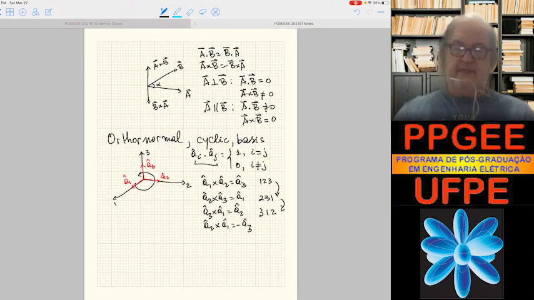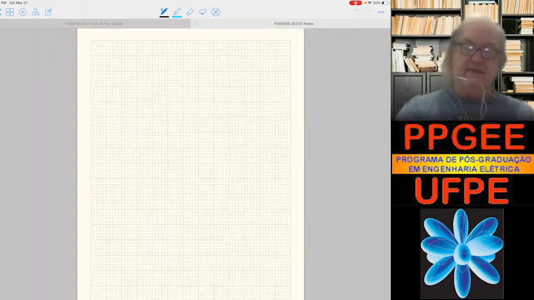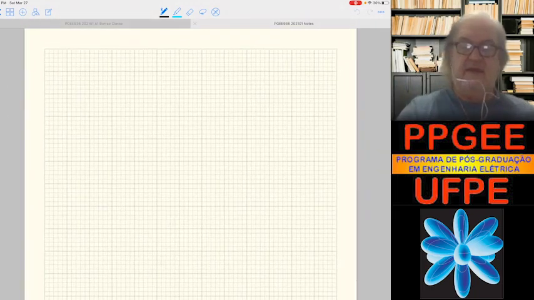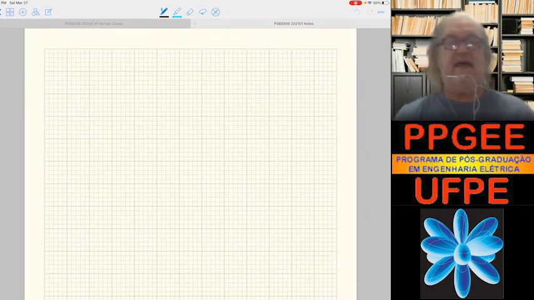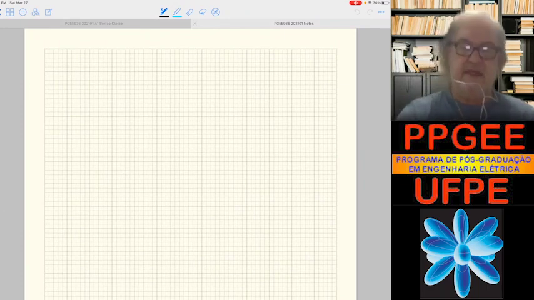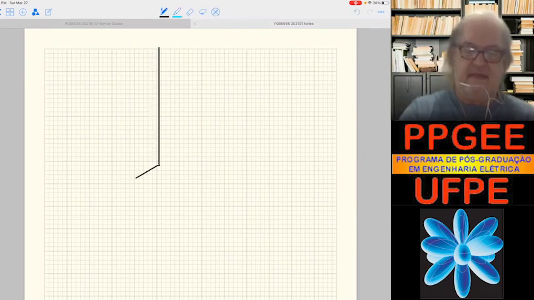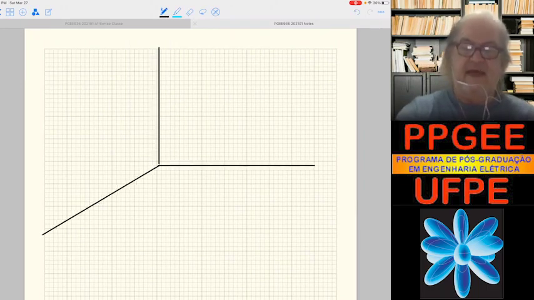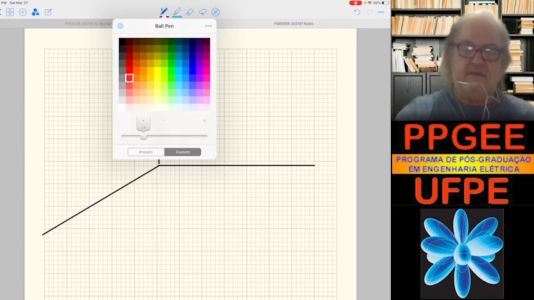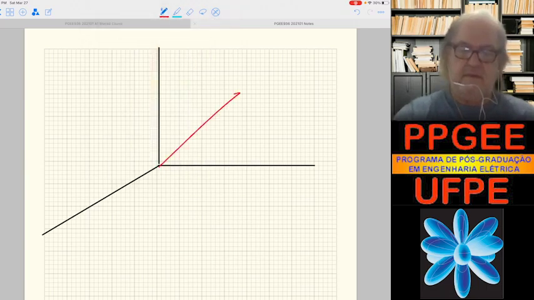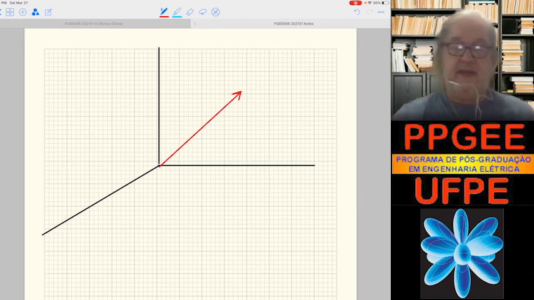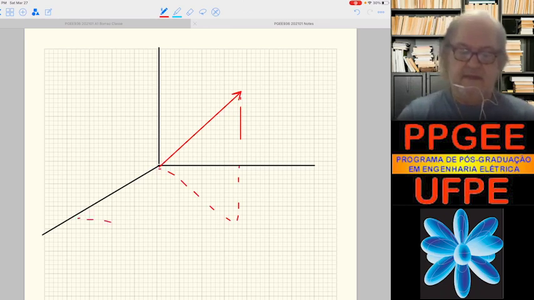So what happens? I can always pick a vector and project it along these three mutually orthogonal directions. So if I have, I'm going to use my straight lines here, if I have a vector in 3D space, I can project it along the three directions.